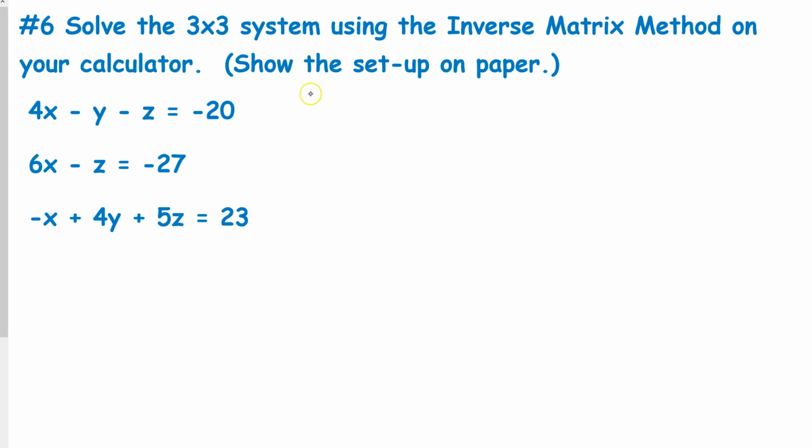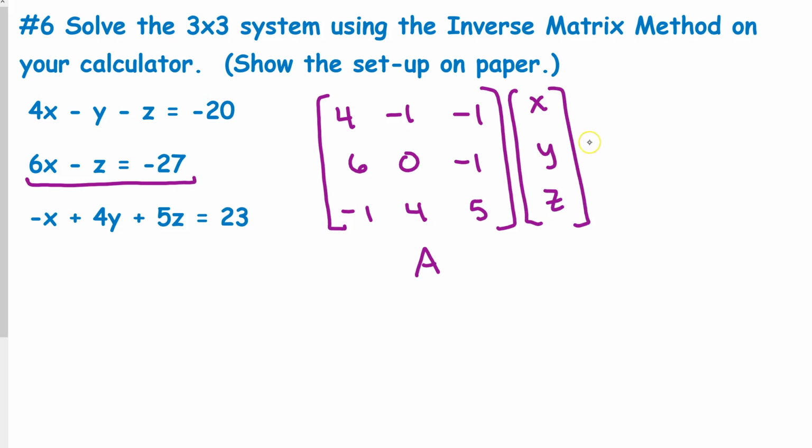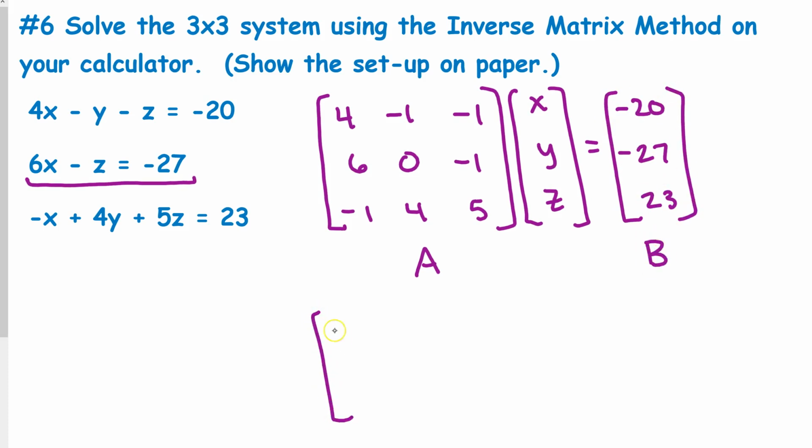What we're going to do is write the system in its matrix form. So we have 4, -1, -1, 6, 0. Notice in this equation there's no y term, so we use a 0 there. -1, and then -1, 4, 5. That's A. And then we have x, y, and z in our variable matrix. And then on the other side, we have -20, -27, and 23. And that's B.